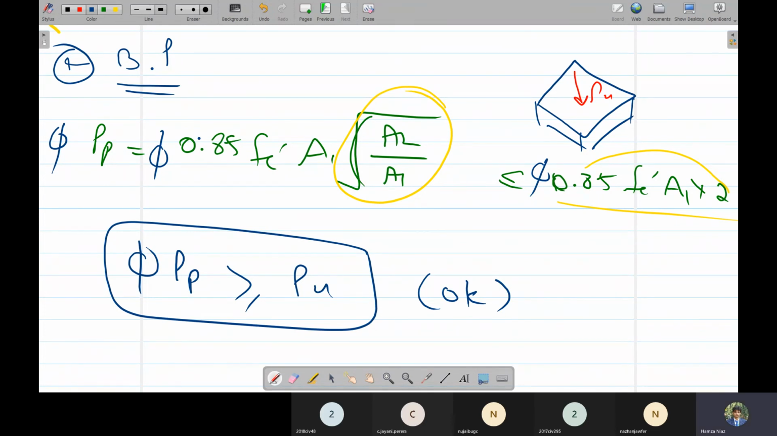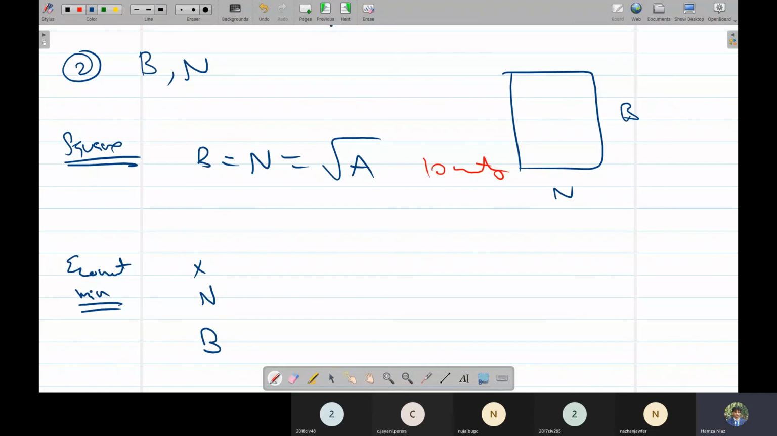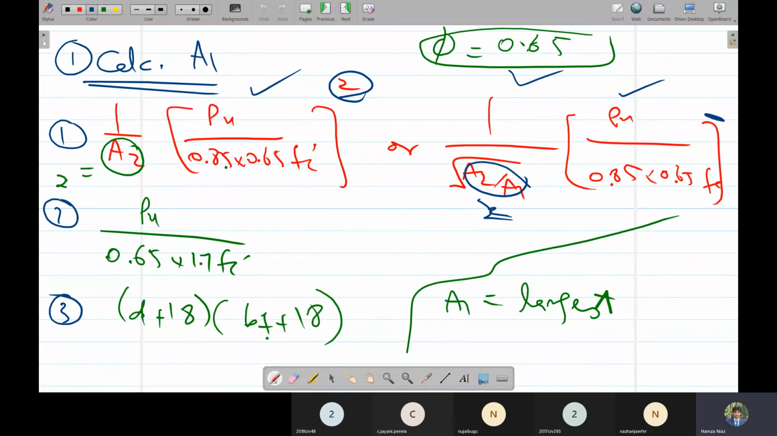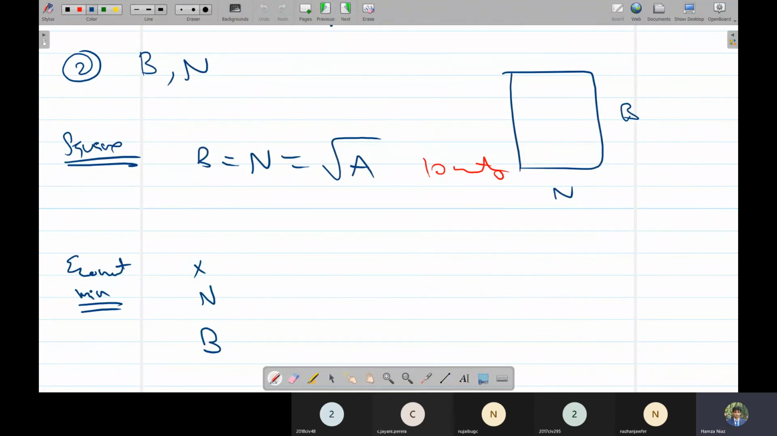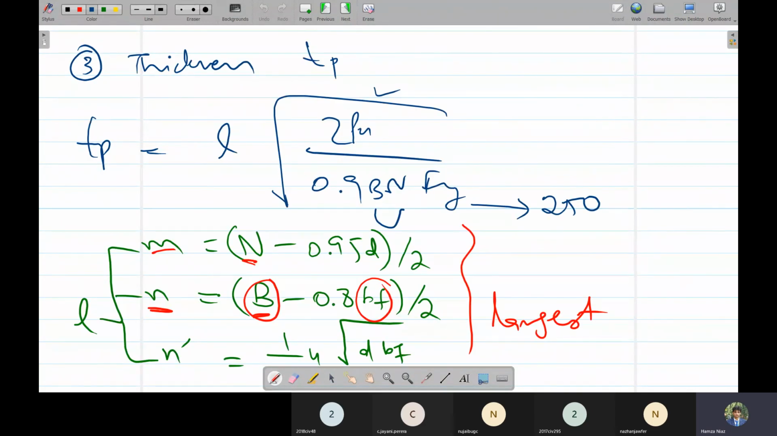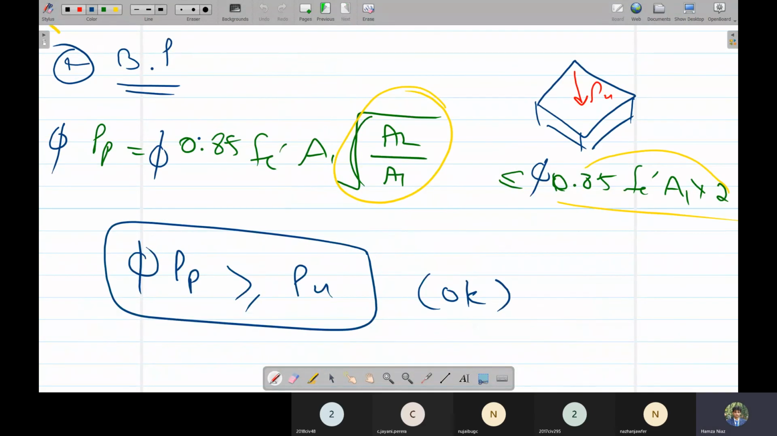Any issue in this? This was a simple code. First, we calculate the area of the base plate. From that area, we calculate the dimensions of the base plate, then the thickness of the base plate. Finally, we check whether our base plate can support the load or not.